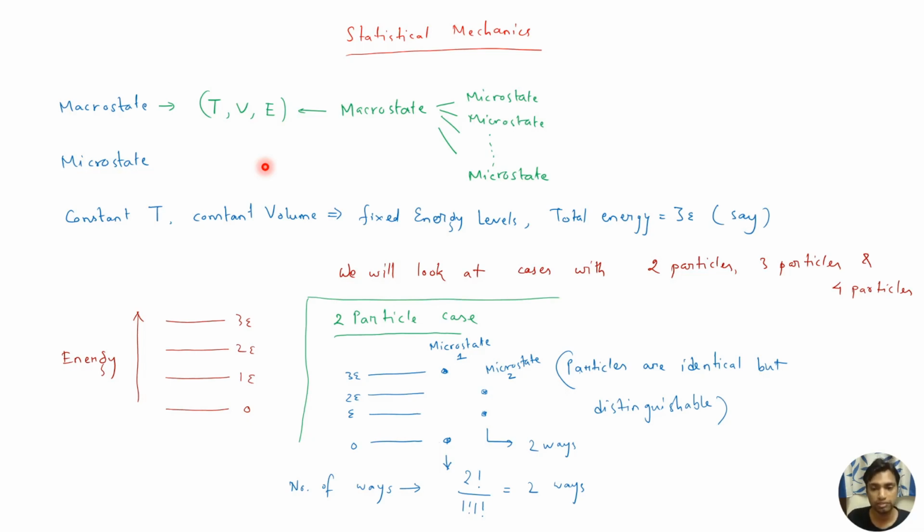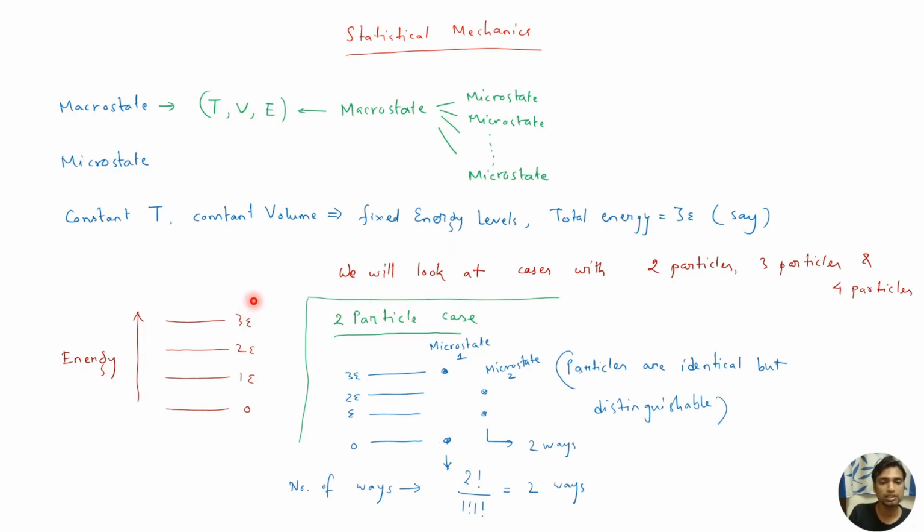So this is a given macrostate, but that particular macrostate can be attained by different configurations of atoms and molecules, and each of those configurations of the constituent atoms is called a microstate. So for example, let us consider a constant temperature and constant volume. Why constant volume? Again, because if we fix the volume, then the energy levels would be fixed. Let us look at an example at constant temperature, constant volume, and constant energy.